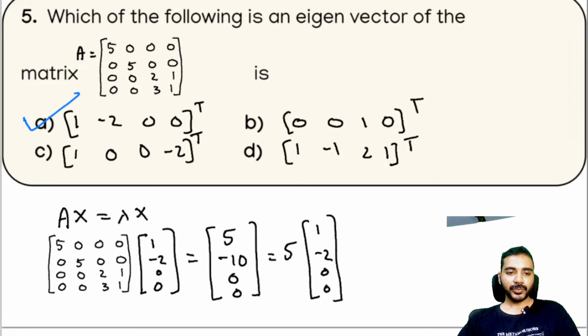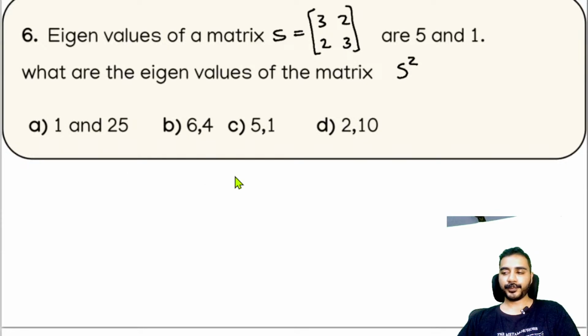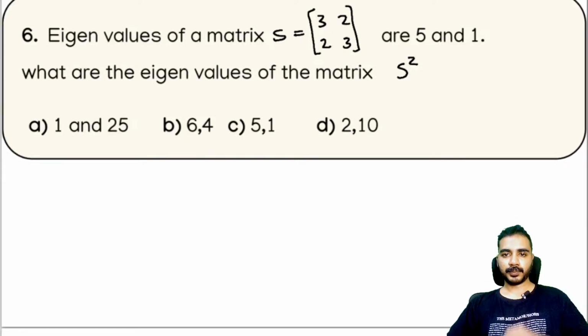So option A is the correct answer here. From the first option itself, we are getting the correct answer. So I'm moving on to the final question, today's final question. This one you can quickly answer, so just do it yourself. So what is the correct answer?